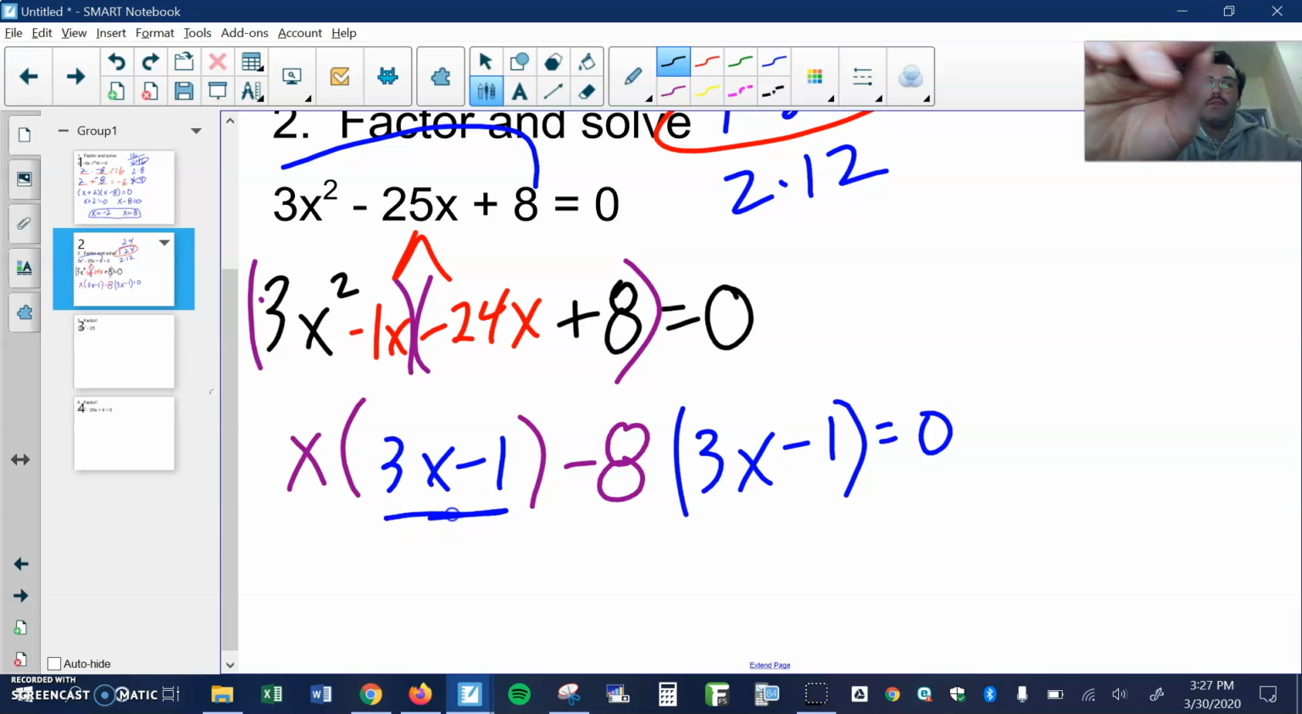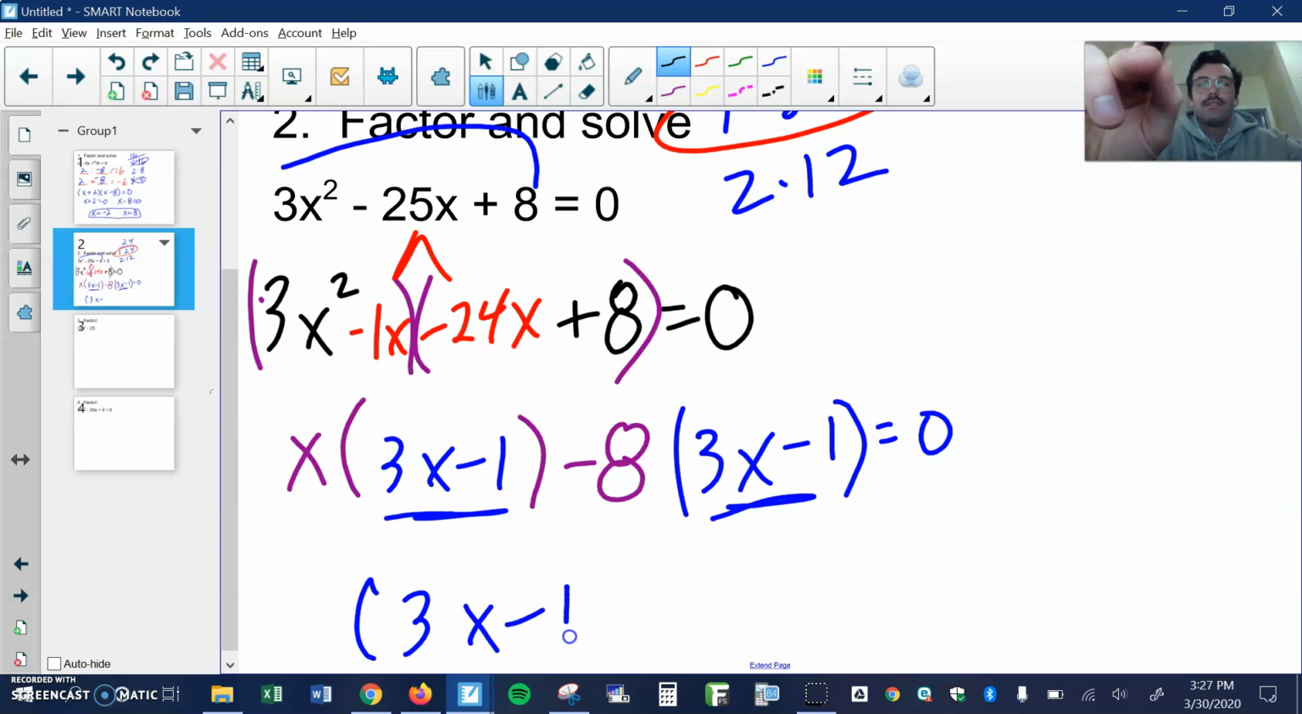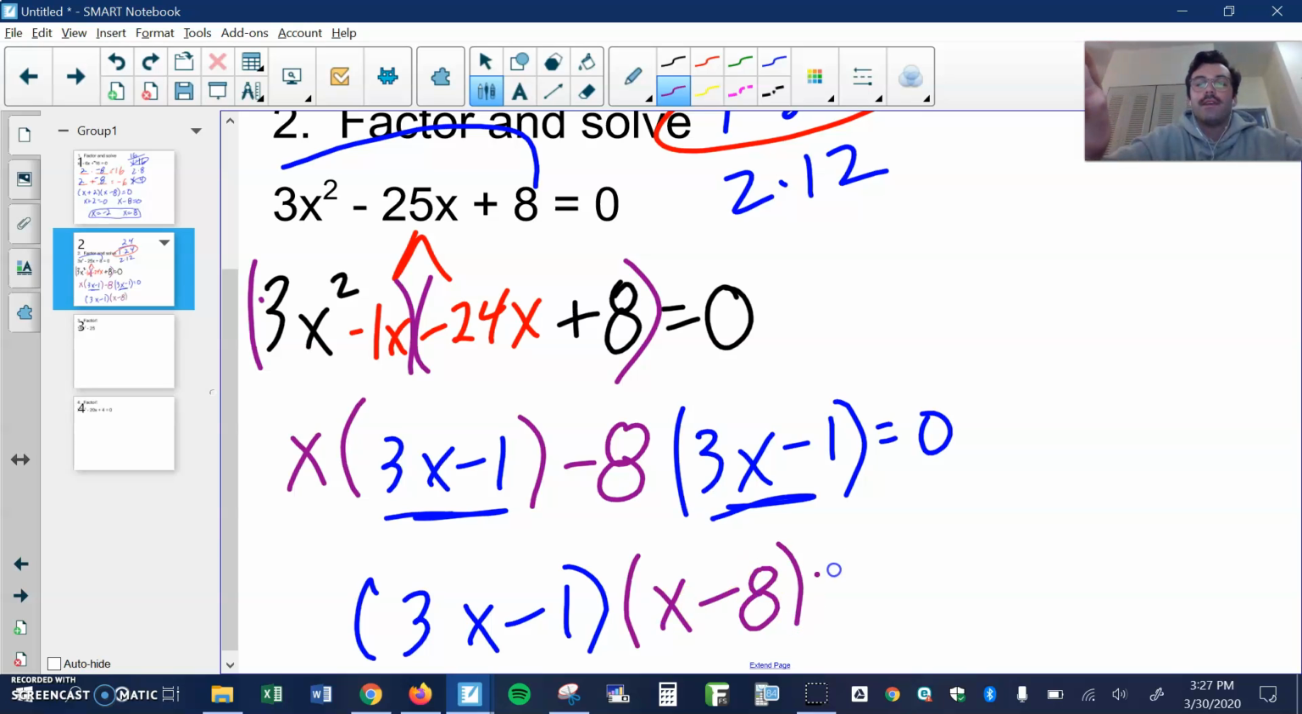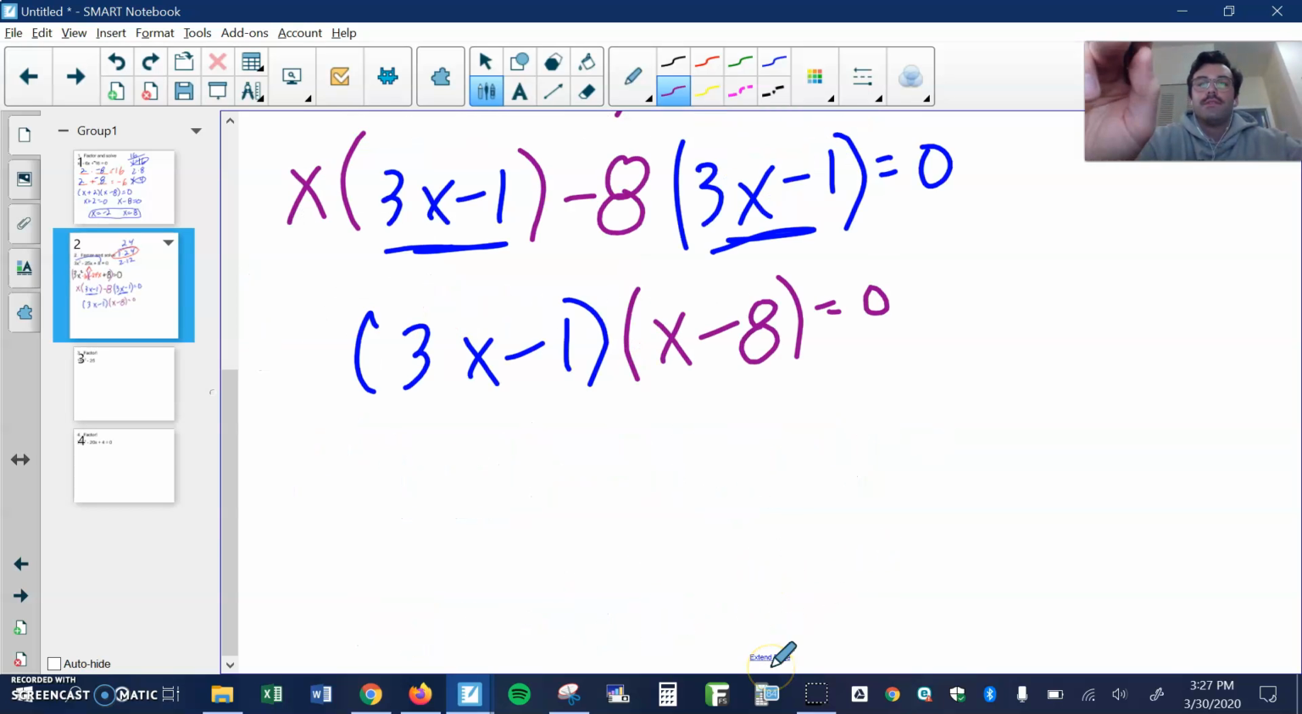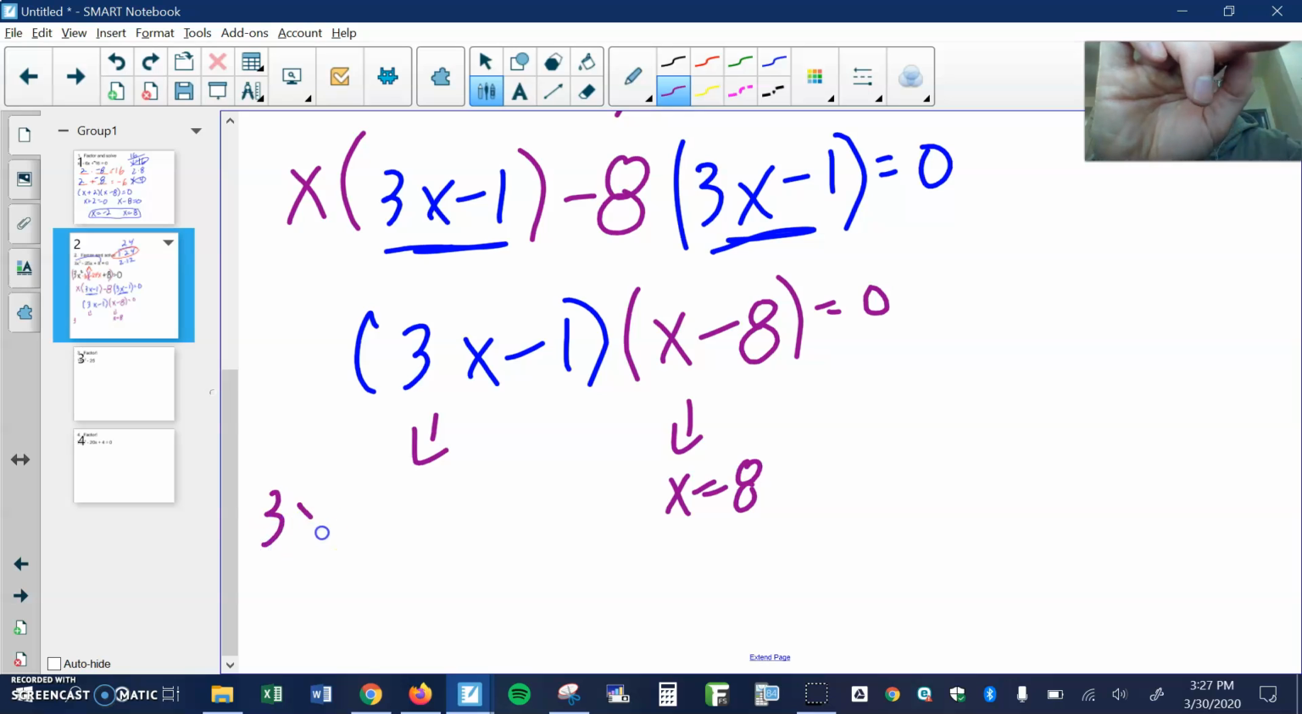Well, we see what repeats: 3x minus 1. So that's one of my factors. And when I take out the 3x minus 1 from both terms, all that's left over is x minus 8. And again, that's still equal to 0. So here, x equals 8. Here, I'll show the work for this one. It's a little bit tougher. 3x minus 1 equals 0. Plus 1.